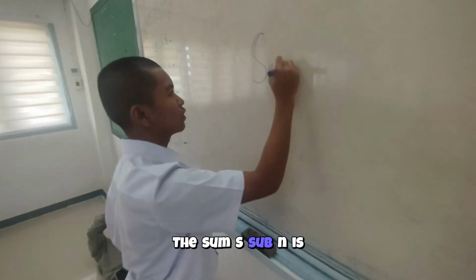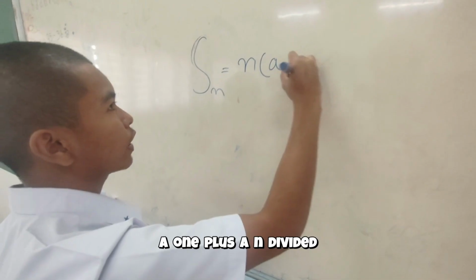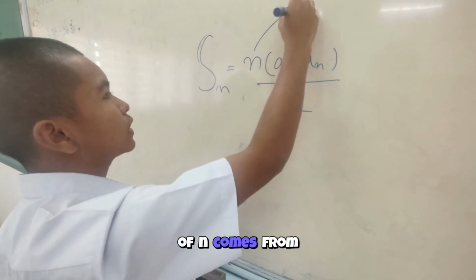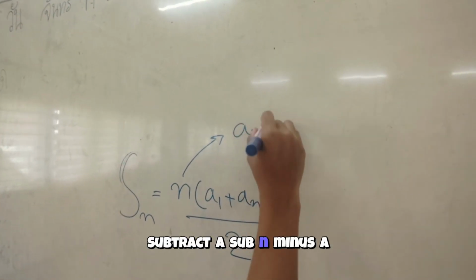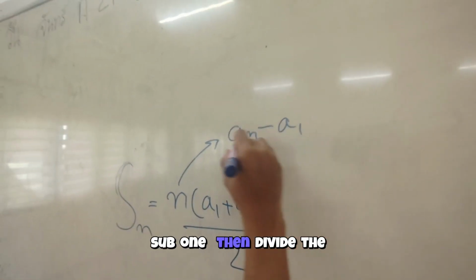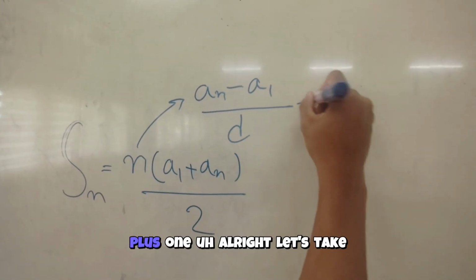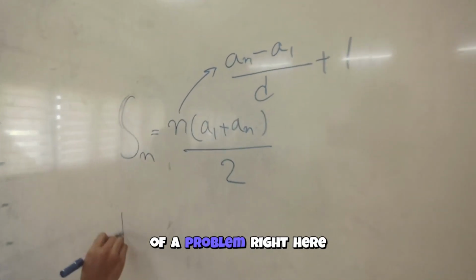The sum S sub n is equal to n times the quantity a1 plus an, divided by 2, where the value of n comes from: subtract a sub n minus a sub 1, then divide the result by d, plus 1.